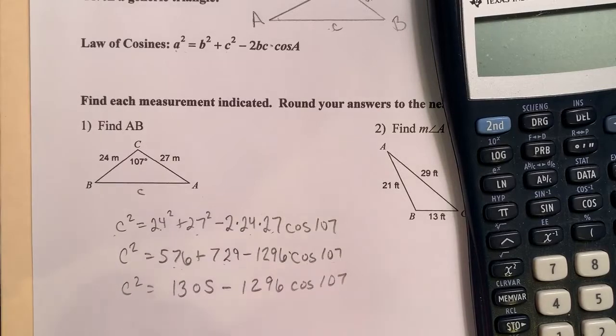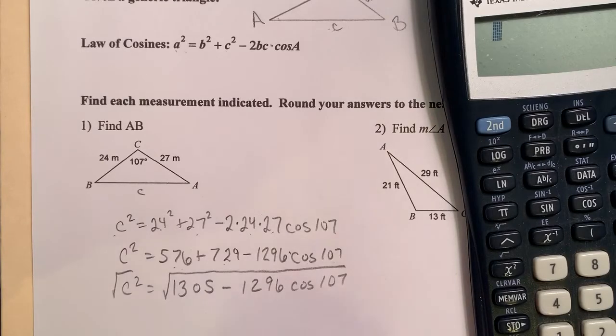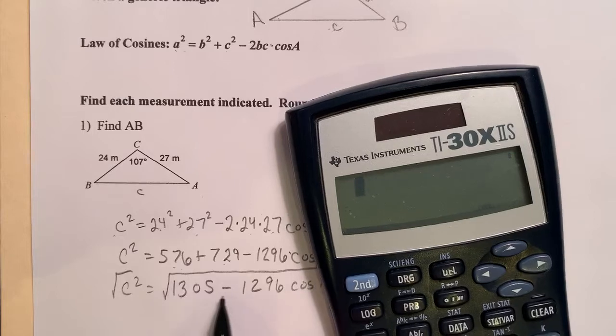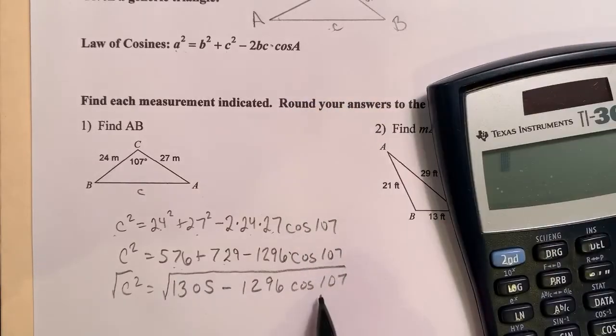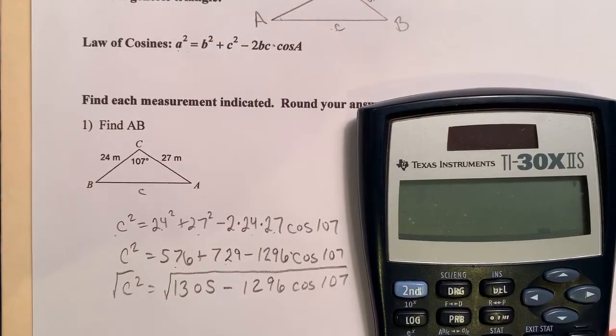How do I get c by itself? I got to take the square root of both sides. Okay, and just pay attention to how I do this. Because when I type it in, it's going to give me a parentheses. I want to make that, I have that first. I'm going to type all this stuff in. And then when I hit the cosine button, it's going to be another set of parentheses. So I'm going to end with two sets of parentheses, one to end the angle and one to end the square root part. All right, so this is what I'm going to type in.